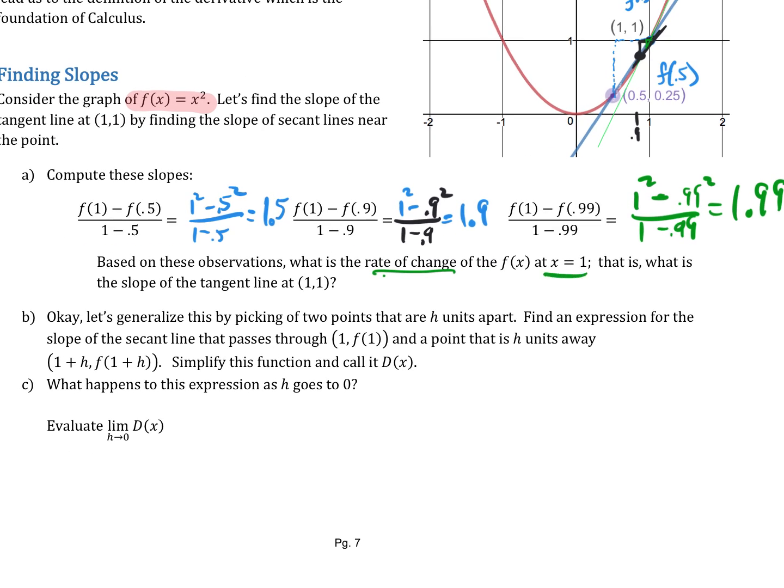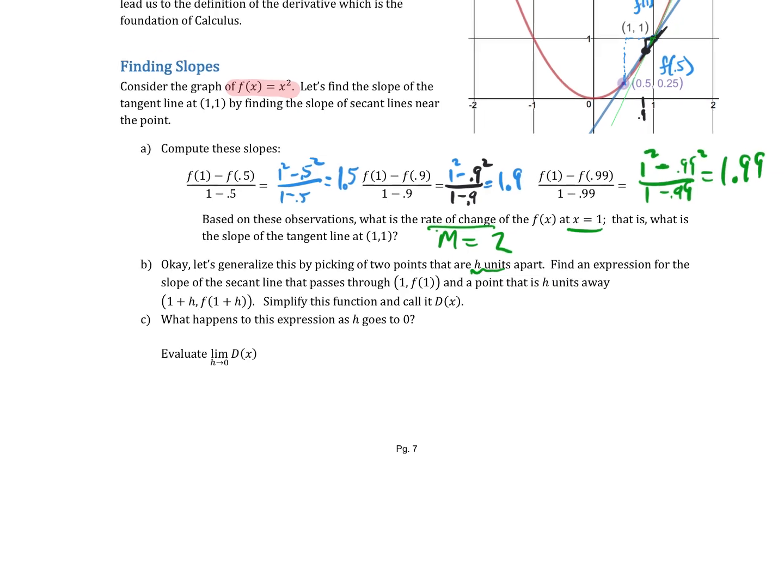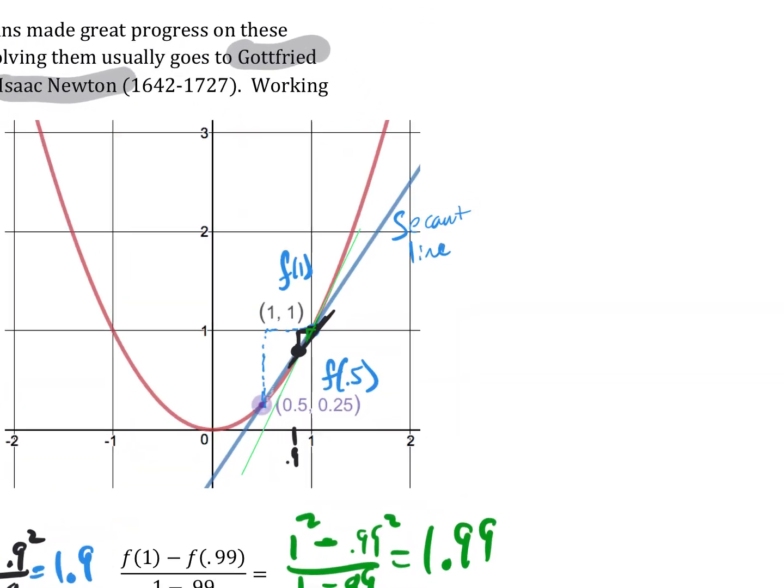At x equals 1, it looks like it's going to a slope of 2. Okay? All right, well, that's the question. Let's generalize this by picking 2 points that are h units apart, and let's find an expression that we can find the limit of to see what it's going to. We're going to use our limit ideas here.